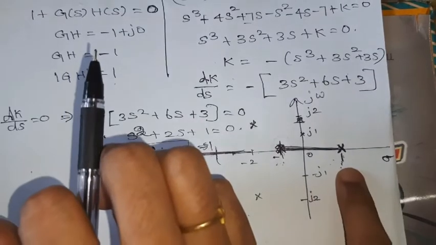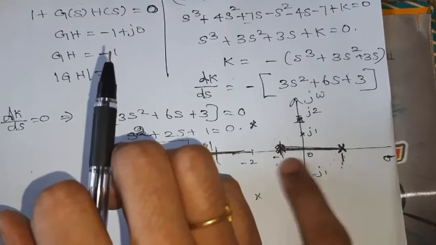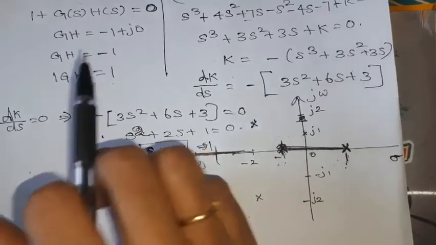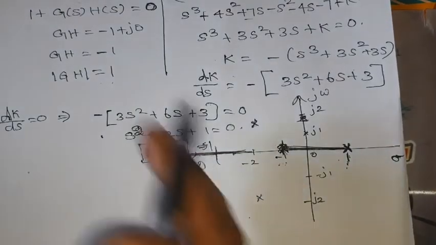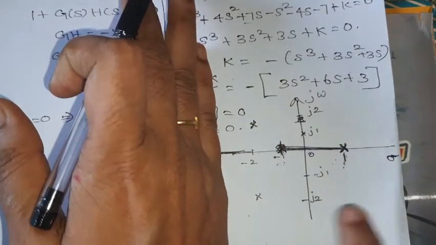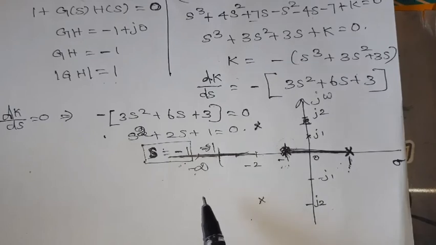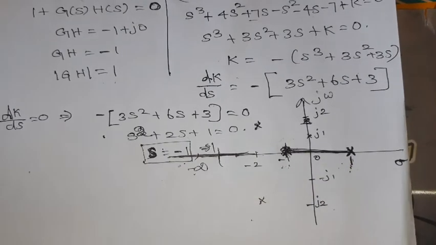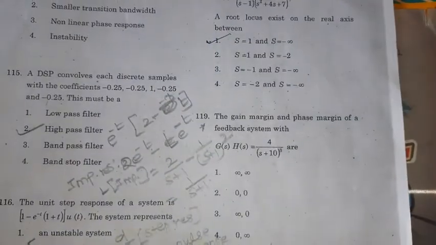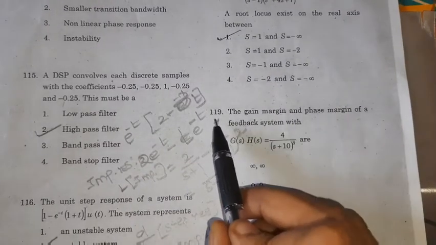So at s is equal to 1, there is a breakaway point. Root locus is there between those points. Then beyond that limit we are getting the next root locus. So 3 poles are there. So at s is equal to 1 and at s is equal to minus infinity, there is a root locus. So the option s is equal to 1 and s is equal to minus infinity is the correct option for this problem. Next, move on to 119.